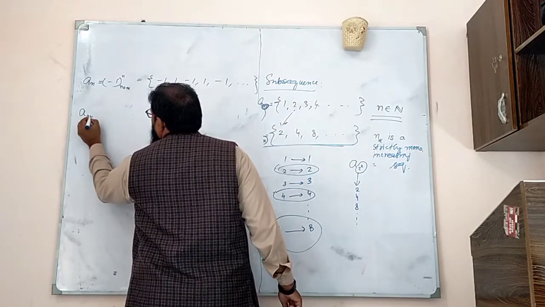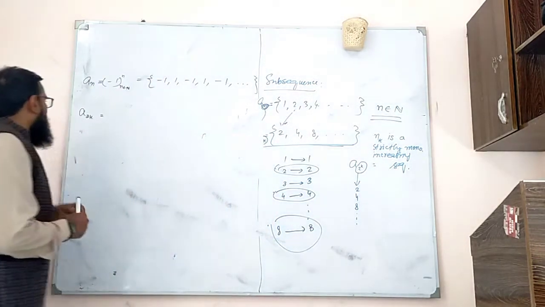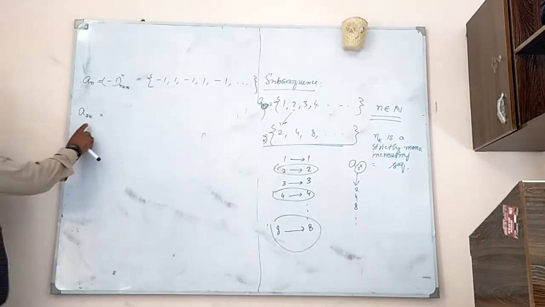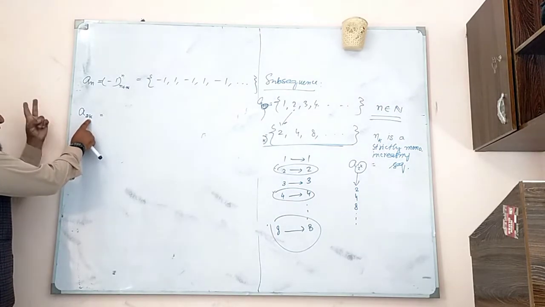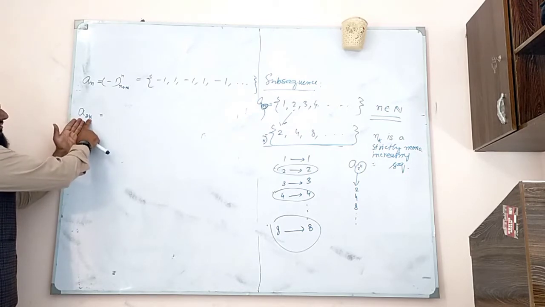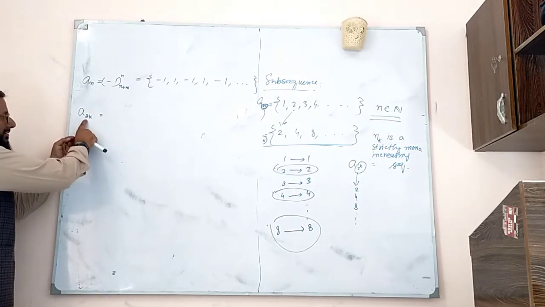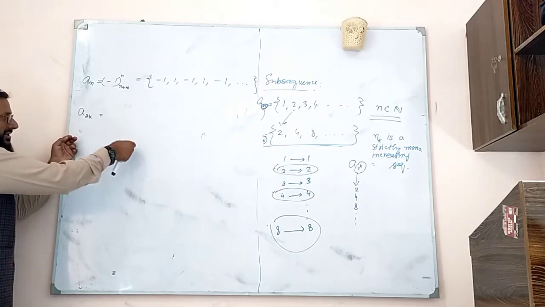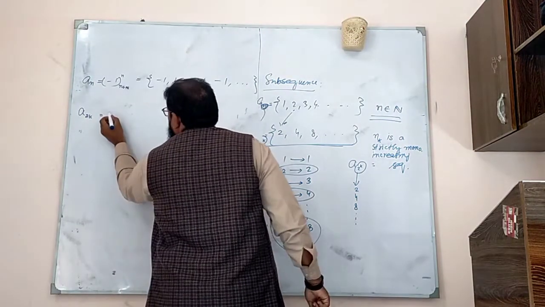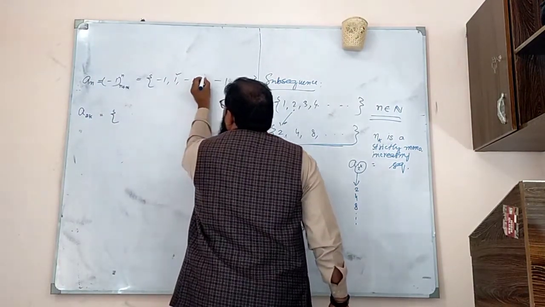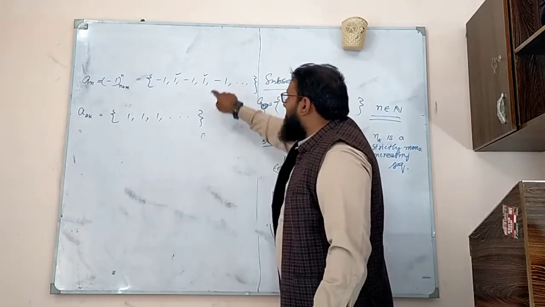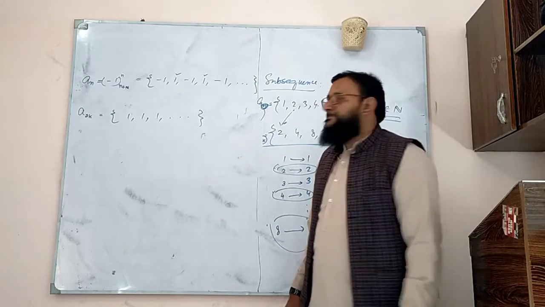Now I take these terms, a_{2k}. What do you mean by this? Put k equal to 1, this becomes 2. Put k equal to 2, this becomes 4. Then 6. So what you have to do? You have to take the second term, fourth term, sixth term. It means all the even terms. So what are those? Even terms are 1, 1, 1, 1. So even terms are these. This is a subsequence of this.